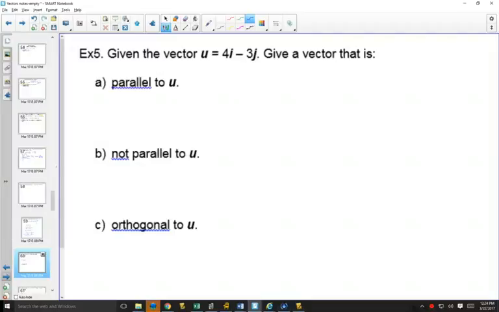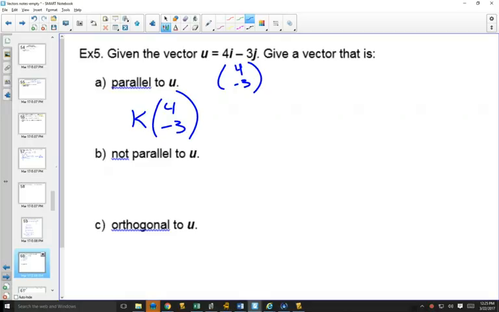Ready? So if u is (4, -3), give a vector that is parallel to u. So there would be tons of possibilities. In fact, any number multiplied in front would give something that's parallel.